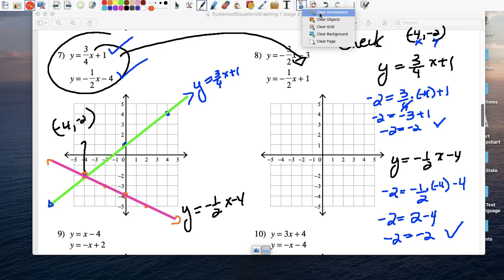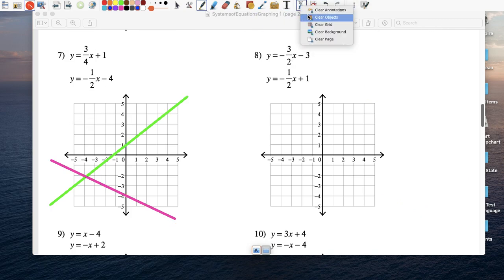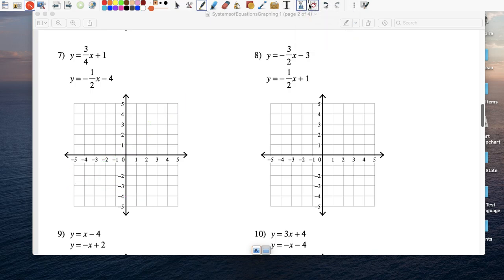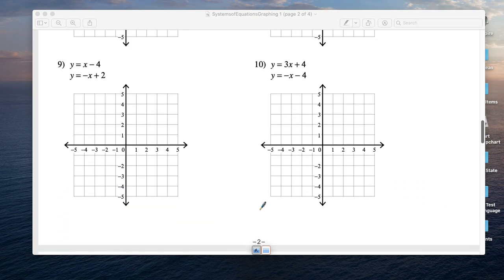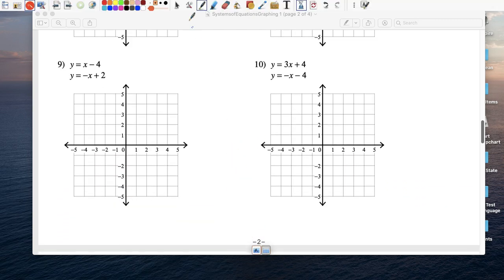I'm going to do 10, I hope. It's one of the questions you are assigned, so 10 looks pretty simple. So let's do 10. The first equation, the slope right off the bat... sorry, the y-intercept is 4, and the slope is 3, but I'm going to put 3 over 1.